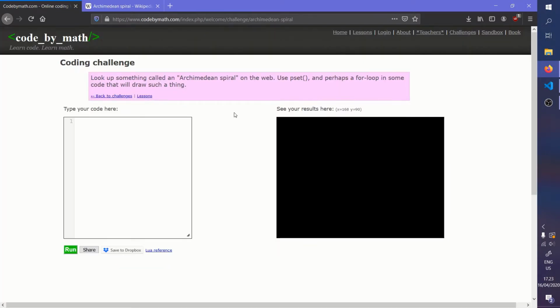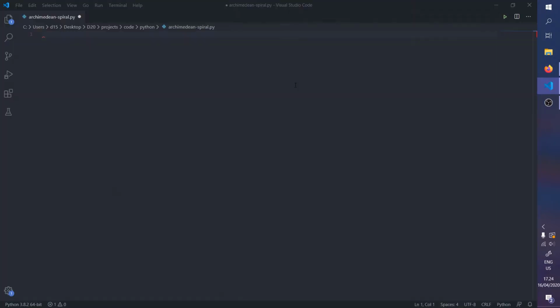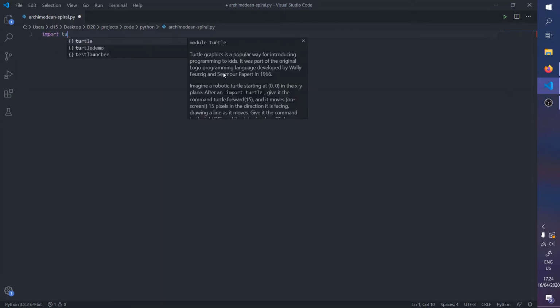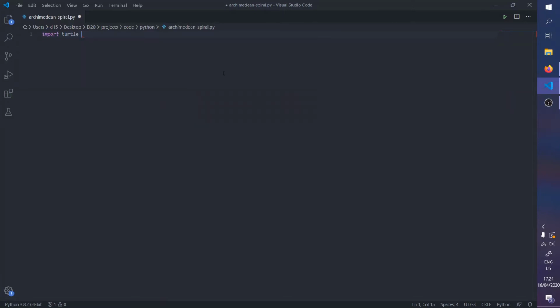Codebymath uses Lua, as you can see here. It advises that you use pset, which is pixel set, but in this video, I'm going to use Python because that's what I'm learning. So the replacement for pset is going to be the turtle module. You can draw stuff with it.